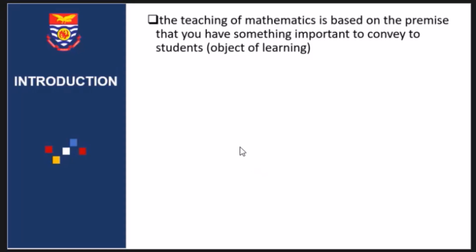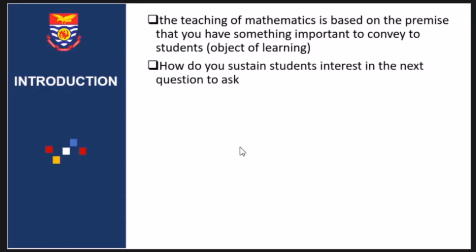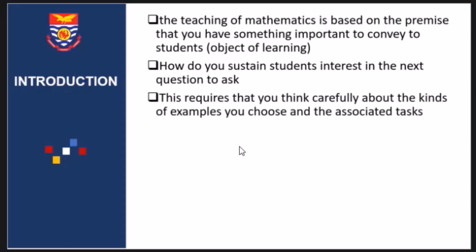Now the question then is, how do we sustain students' interest? So if we have something that we want our students to know or to be able to do at the end of our lesson, how do we sustain their interest then? This requires that we think carefully about the kinds of examples that we choose and the tasks that we give to our students to do in order to sustain their interests.